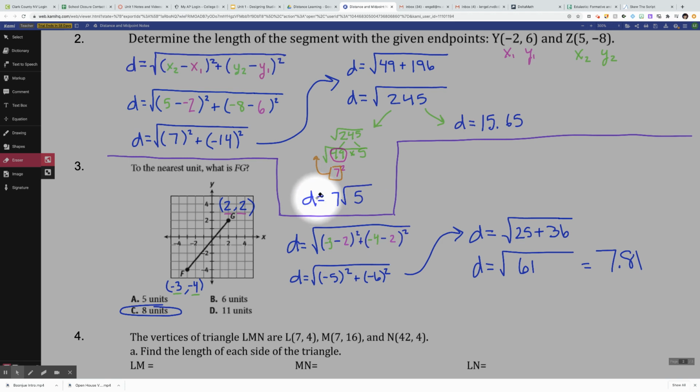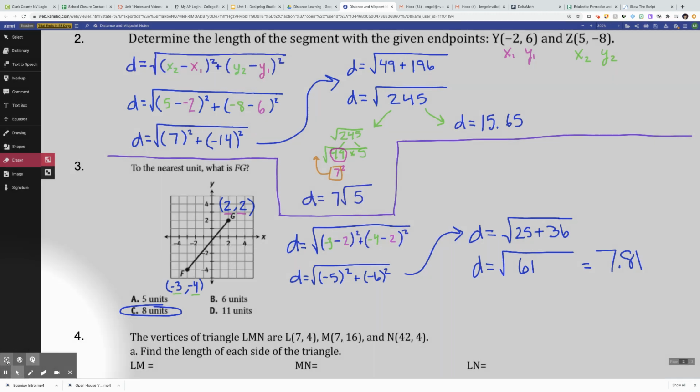If a question asks you for an answer in simplest radical form, this is what they mean. For me, I'm okay if you just plug this into a calculator. If the question doesn't say simplest radical form, you can just give me a decimal. So if you plug the square root of 245 into your calculator, you get 15.65.